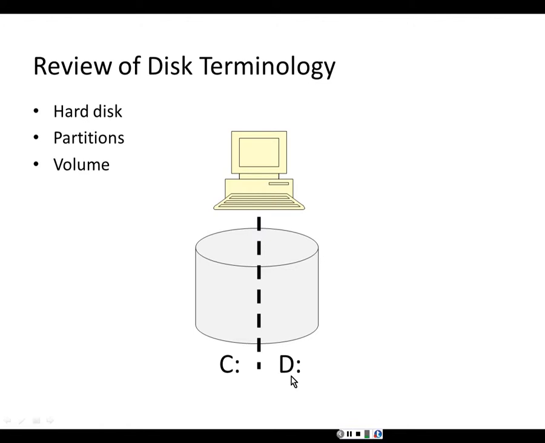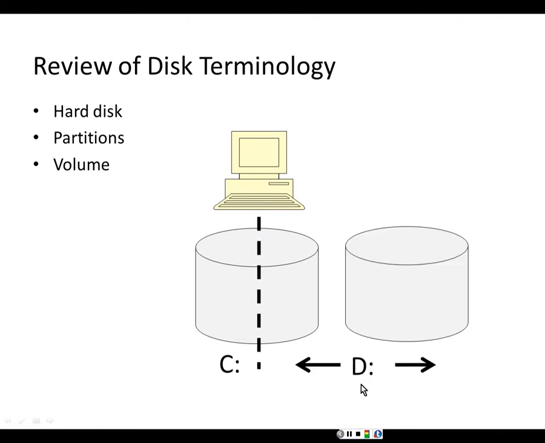But when we look at disk spanning, when we take one logical volume and stretch it across 2 partitions on 2 disks, we can then see the difference between a volume and a partition. A partition is a part of a disk. A volume is the logical entity, the thing that gets the drive letter, that might occupy just one partition, or it might be spanned across multiple partitions on multiple disks. Hard disk, partition, and volume.